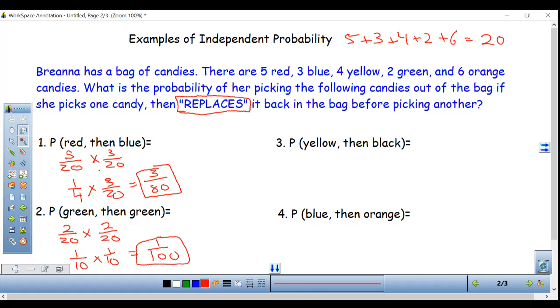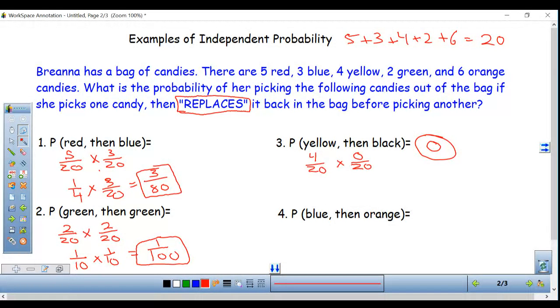Number 3 says yellow and then black. Probability of grabbing a yellow is 4 out of 20. I want to multiply that with the probability of grabbing a black candy. So if I read my question, I realize there are no black candies. So that is 0 out of 20. There are none in the bag. It's impossible. So I'm not even going to bother with this anymore because I know that grabbing a black candy is impossible. So the probability of grabbing a yellow and then a black, a big fat 0. Not possible.